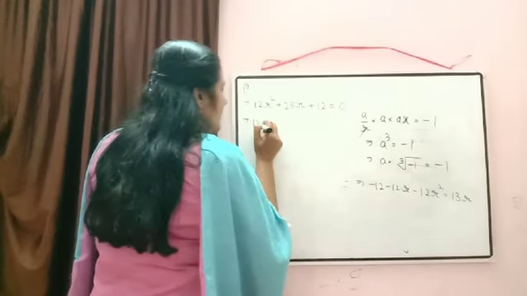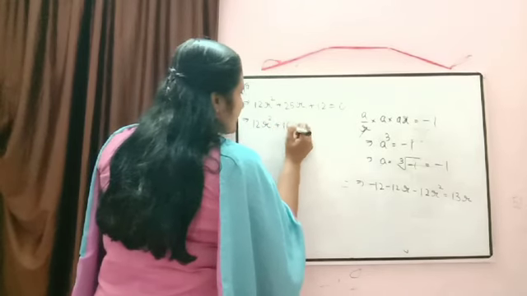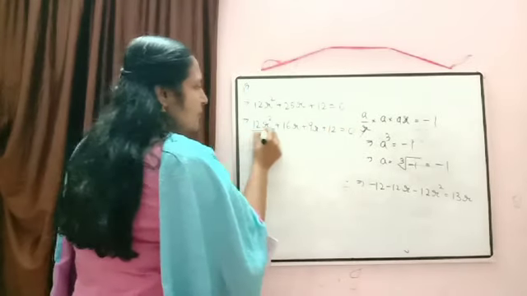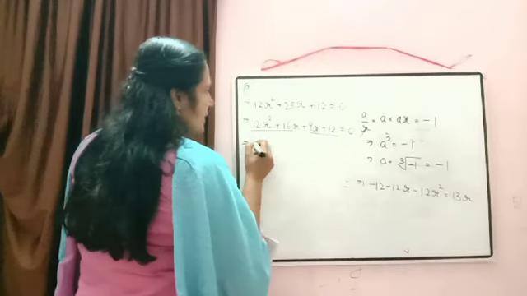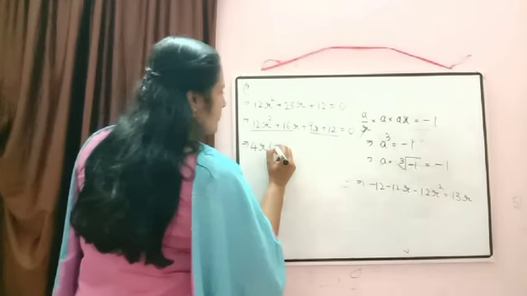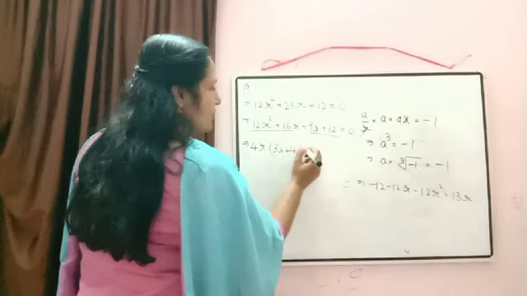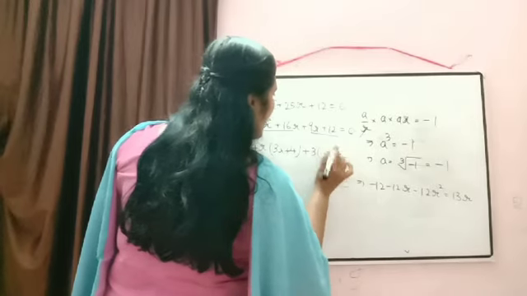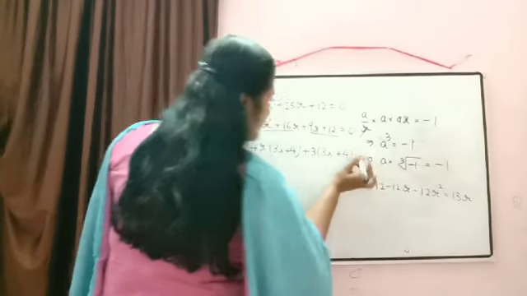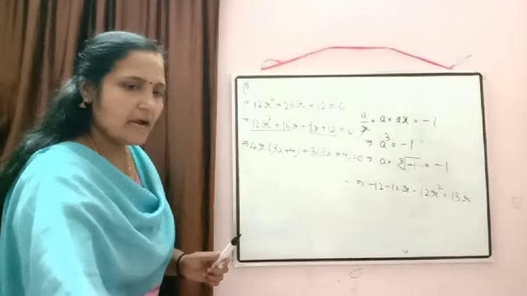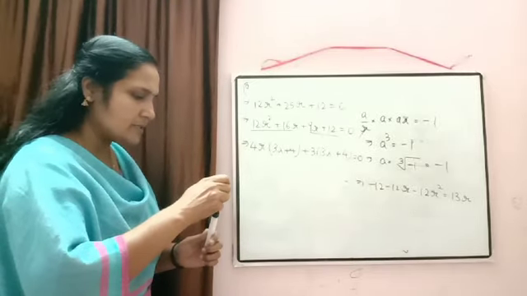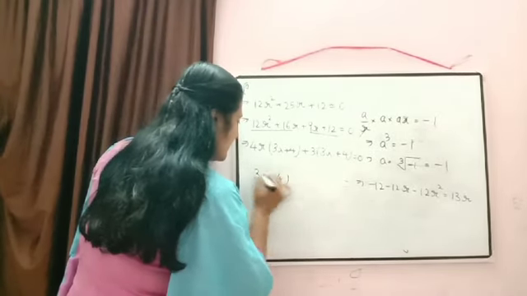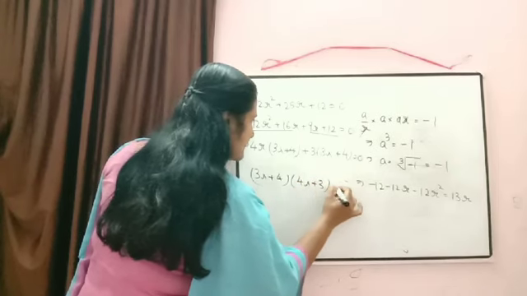Okay, so we can write down here 12R² + 16R + 9R + 12 = 0. Common factor in these two terms, 4R common. Inside the bracket what will come? 3R + 4. From these two, plus 3 is common. So inside the bracket we will get 3R + 4. So we have 3R + 4 as a common factor. Take it outside, then we will get (3R + 4)(4R + 3) = 0.